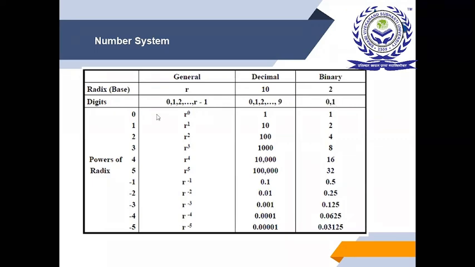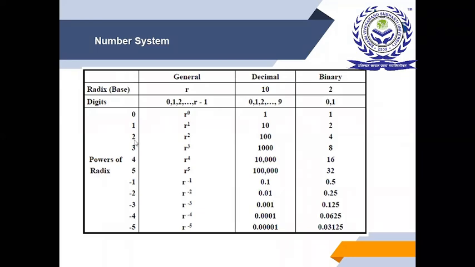Now if I have some examples, now the power. If we say these are the radix powers 0, 1, 2, 3, 4, 5, then -1, -2, -3, -4, -5. So here will be r to the power 0. In decimal it is 1. In binary it is also 1. If the power is 1, then r to the power 1. For decimal, 10 to the power 1 is 10. 2 to the power 1 is 2.